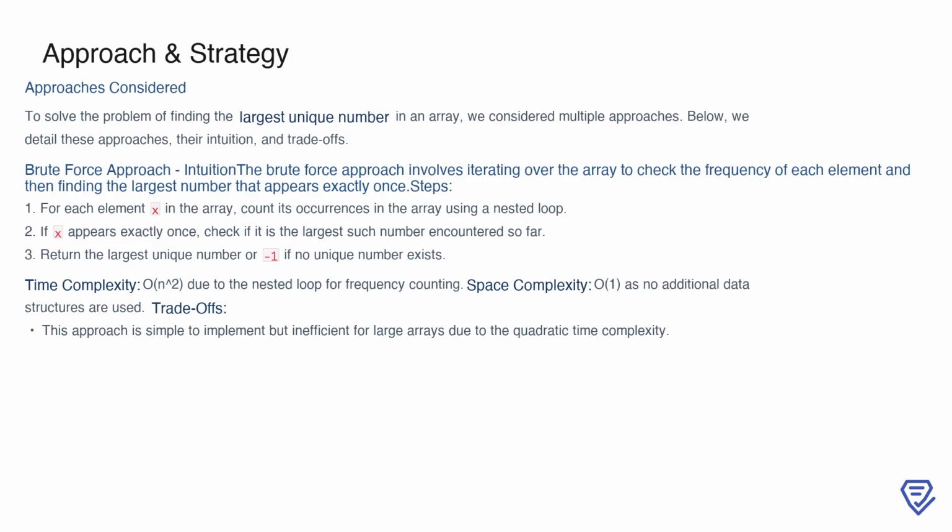While this approach is simple and easy to implement, it comes with a significant drawback: it relies on nested loops to calculate frequencies, resulting in a time complexity of n squared. This makes it inefficient for large arrays. On the other hand, its space complexity is 1, since no additional data structures are required. Although this method is conceptually clear, its trade-offs make it less practical for large-scale inputs due to its poor performance in terms of execution time.